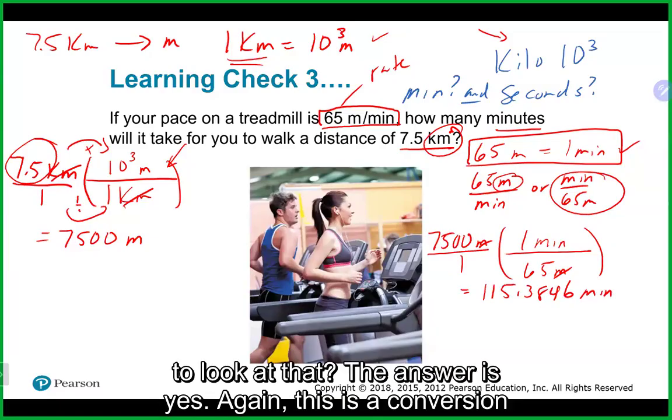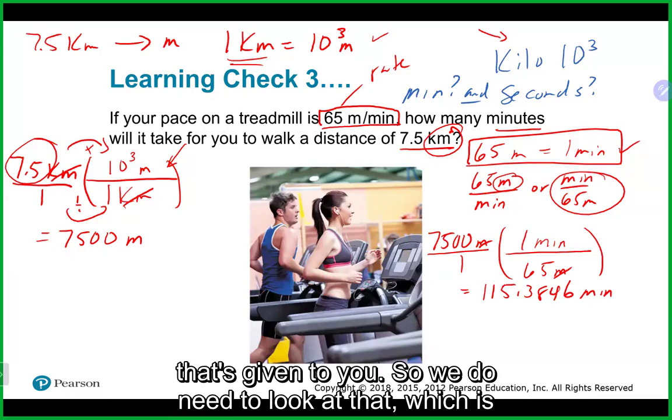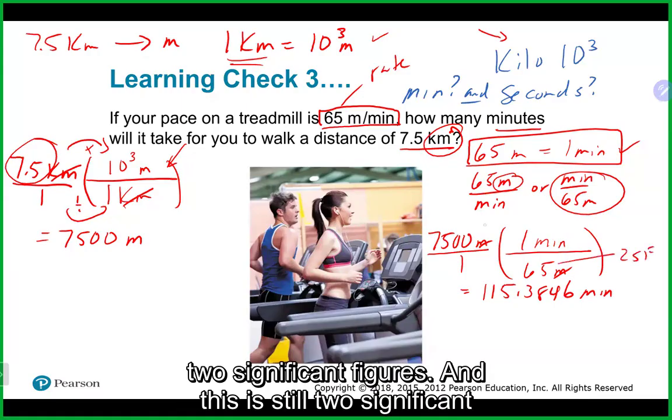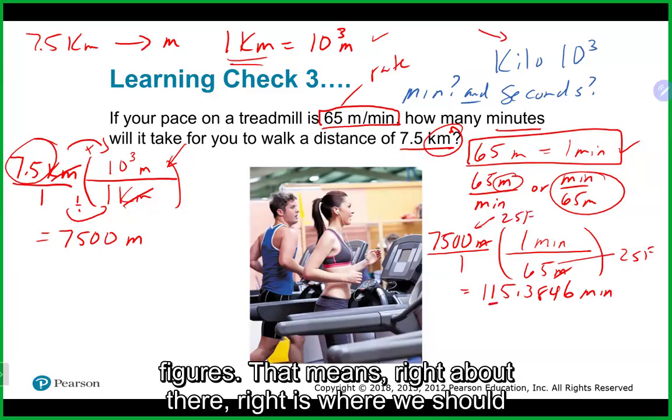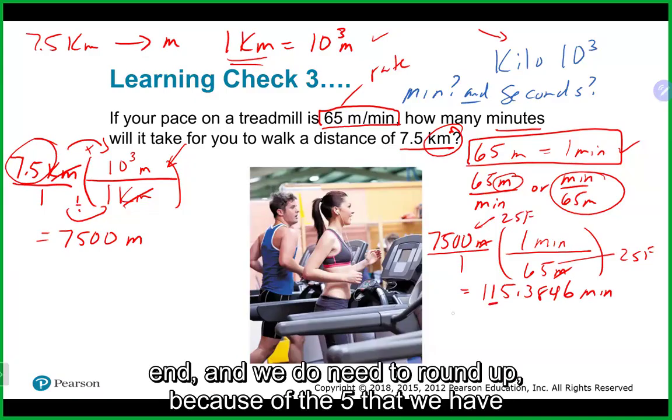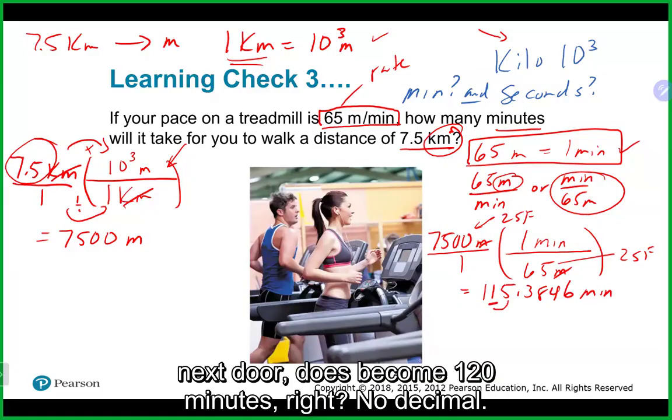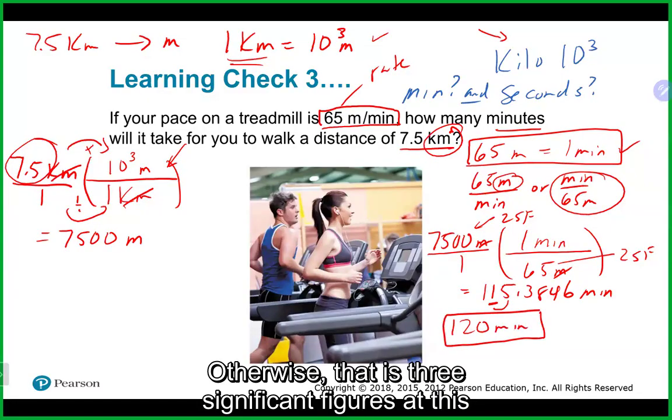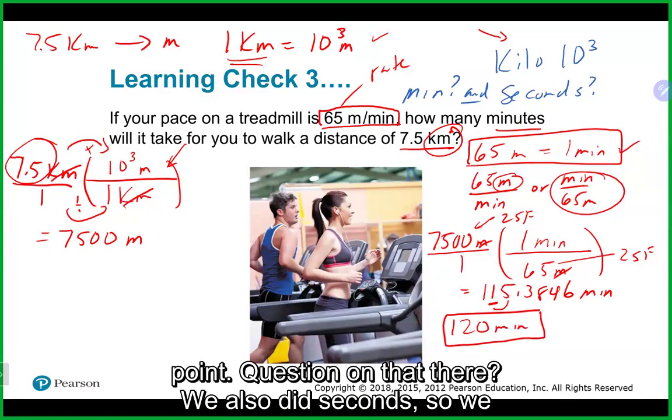Significant figures. Do I need to worry about the 65? Do I need to look at that? The answer is yes. Again, this is a conversion that's given to you, so we do need to look at that, which is 2 significant figures. And this is still 2 significant figures. That means right about there is where we should end. And we do need to round up because of the 5 that we have next door. It does become 120 minutes, no decimal. Otherwise, that is 3 significant figures at this point. Any question on that there?